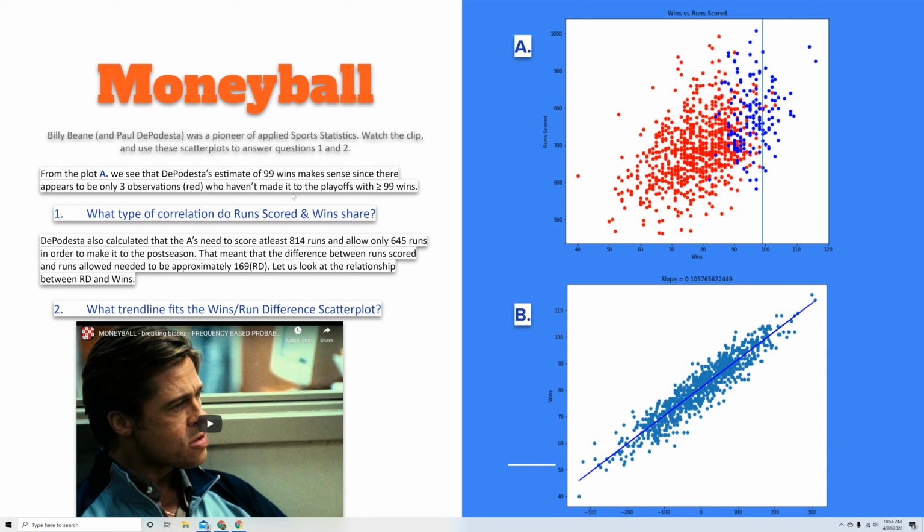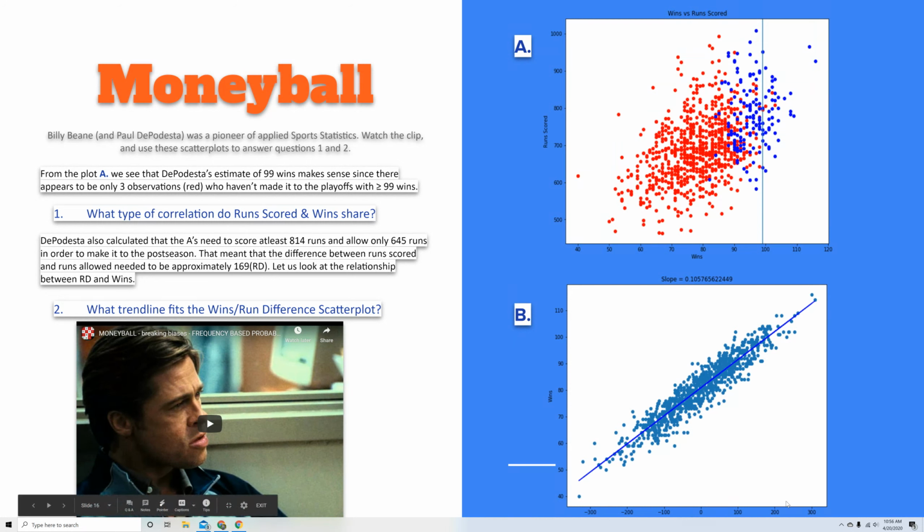Okay, so they needed to score 90. They needed to have 99 wins to make the playoffs. You can see that here. All the teams that made playoffs are in blue here. Okay, so only 3 teams in red made playoffs with less than 99 wins. So 99 wins was a good estimate. Also, he said that they needed 814 runs and 645 runs allowed in order to make the playoffs. Okay, that's 169 run differential.